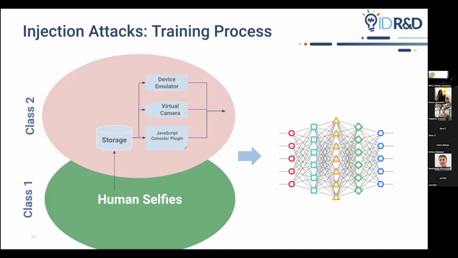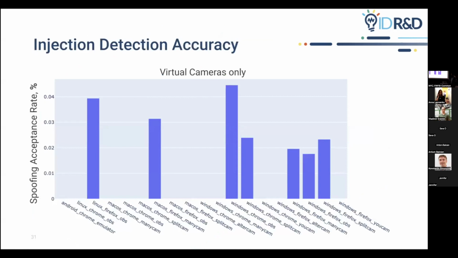And we did that the same way. We collected human selfies using crowd collection services, and we did some kind of augmentation. We passed all these human selfies through storage, through a JavaScript plugin, through virtual cameras, through device simulators, and other kinds of ways of injection through different operating systems, and trained a classic neural network that could distinguish between these two classes. And what did we get?